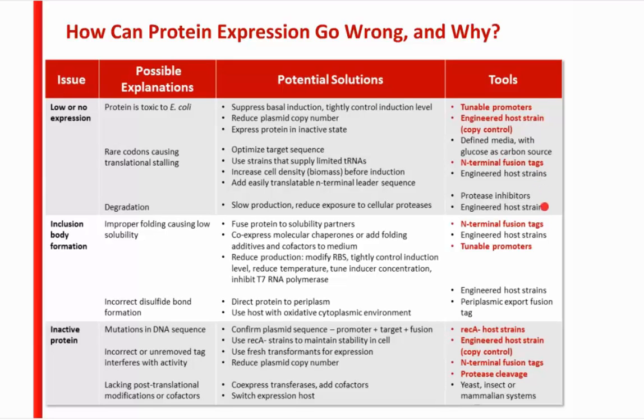So yes, the items over here that are listed in red are really highlighted because they help to solve multiple problems, right? So the N-terminal fusion tags could help with inclusion body formations and low solubility, but they could also help with low expression or toxic expression. And they may also help with inactive proteins. Same with tunable promoters. They show up in multiple places for multiple different problems. So if you're choosing strategies to implement in your process, these ones in red may be the ones to look closely at because they have the potential to solve multiple problems.